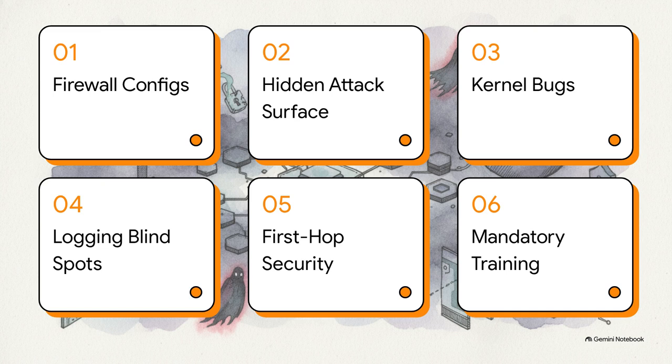Here is our agenda for today. 1. Firewall misconfigurations. 2. The hidden attack surface. 3. Kernel bugs. 4. The logging blind spot. 5. First hop security. And 6. Mandatory training. Let's get into it.